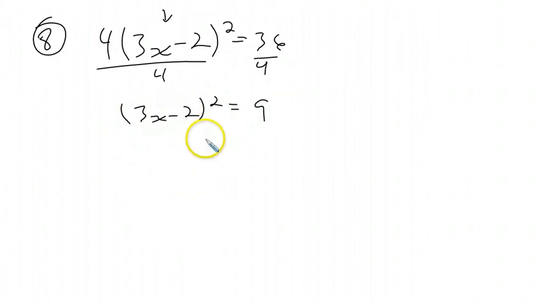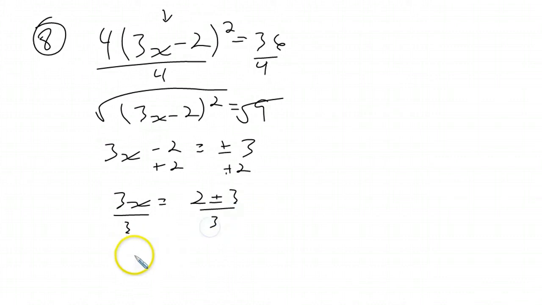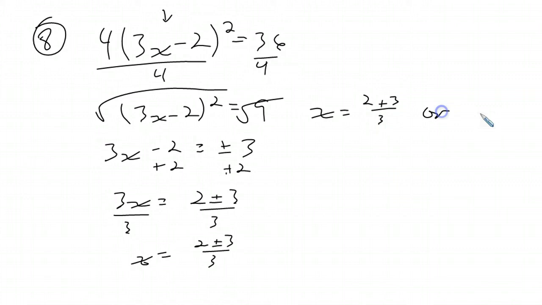Now I need to get rid of the square up here. I can't really just add 2 because it's inside the parentheses. So if I take the square root of both sides, don't forget we have to add a plus or minus. So I have 3x minus 2 equals plus or minus 3. And then it's just a matter of getting everything away from x. If I add 2, then I'll have 3x equals 2 plus or minus 3, and then divide by 3. So x equals 2 plus or minus 3 divided by 3. Do not forget, you still have to split this up as x equals 2 plus 3 divided by 3, or x equals 2 minus 3 divided by 3.